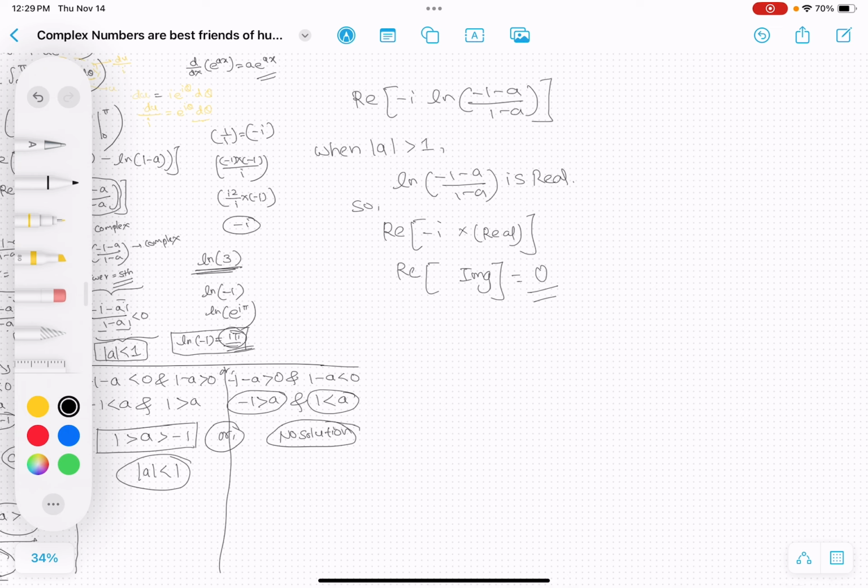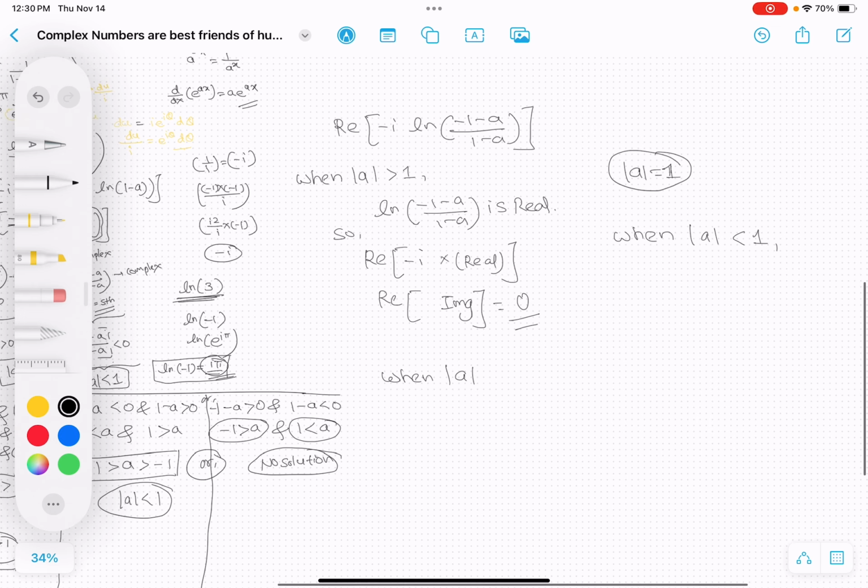And now, definitely also note that there's no solution at a equals 1. When a equals 1, modulus of a is equal to 1, for both cases. How we can see this is, when a equals 1, let me also discuss this case. Though our solution was asked for only these cases, let's also discuss this case.